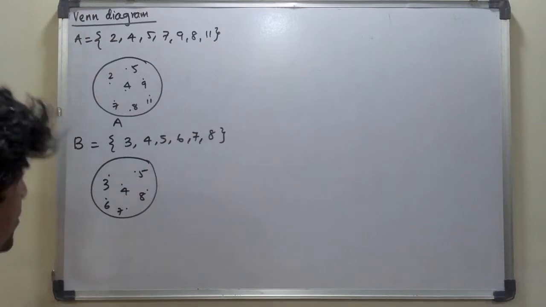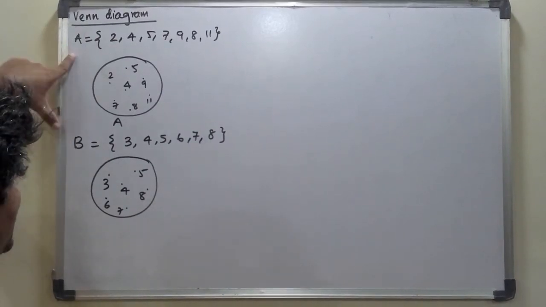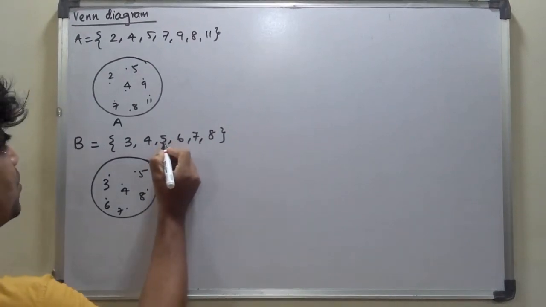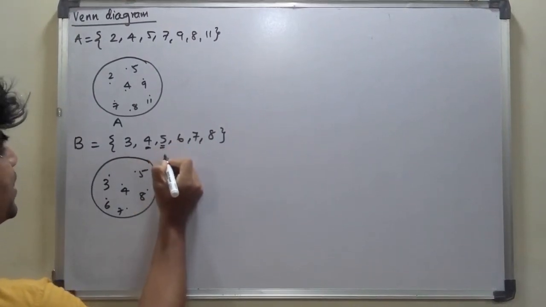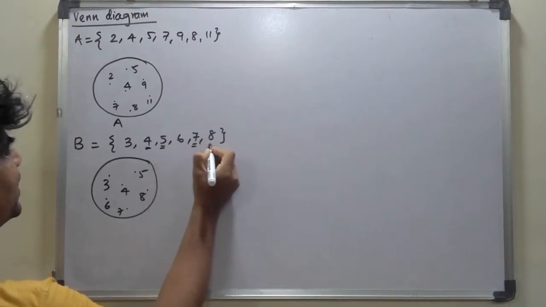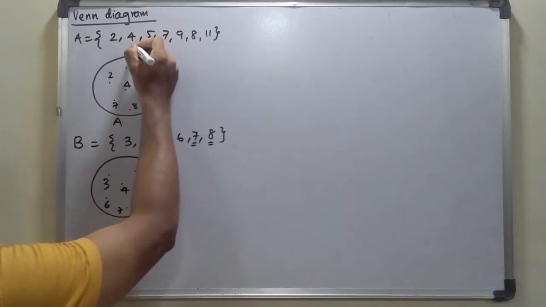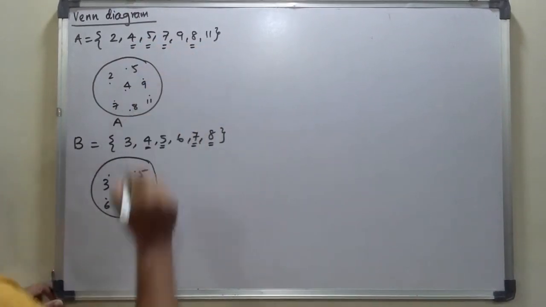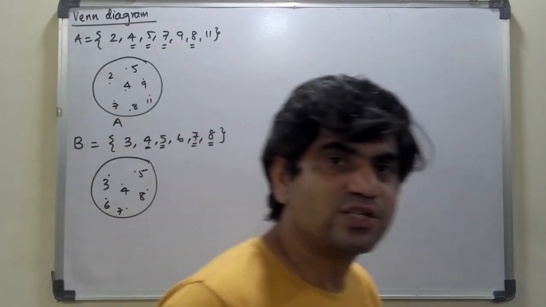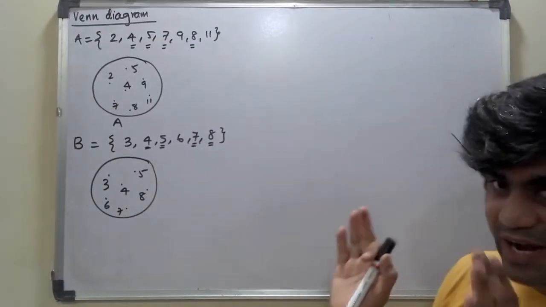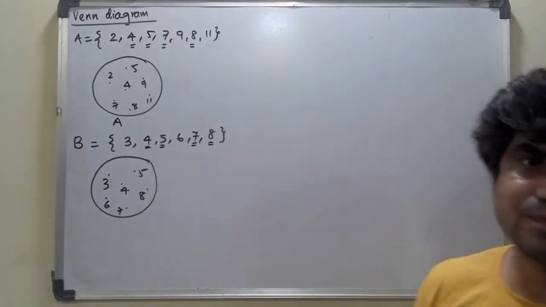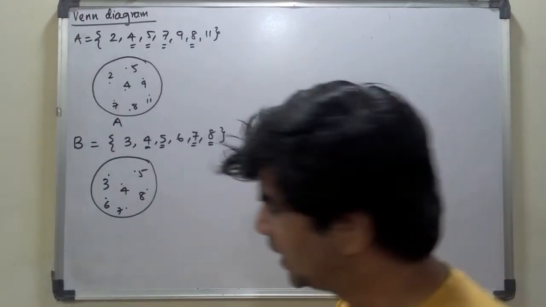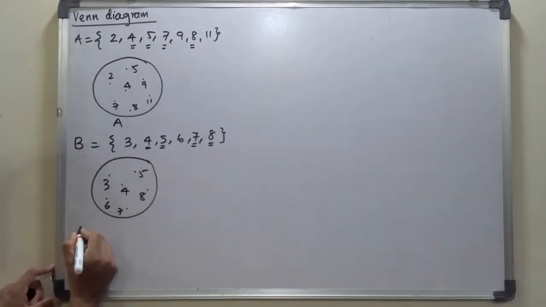But if you see here, set A and set B have certain elements which are common: 4, then 5, then 7 and then 8. Agreed? These are the common elements. Now if I want to show that these elements are present in both the sets, then I have to bring these two sets together.